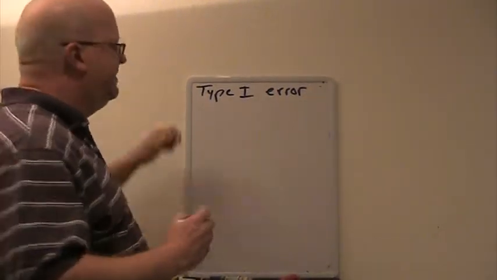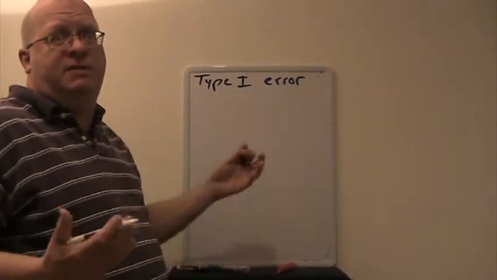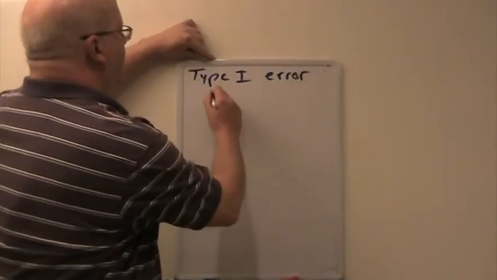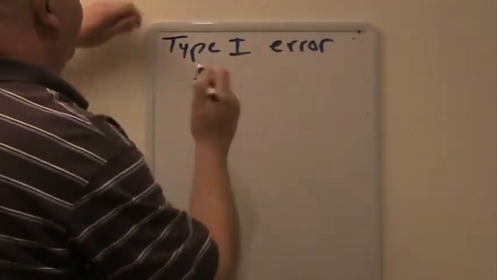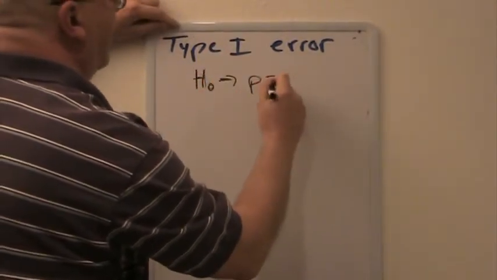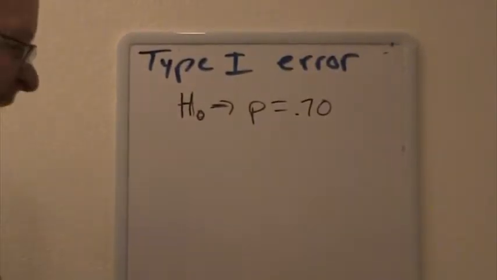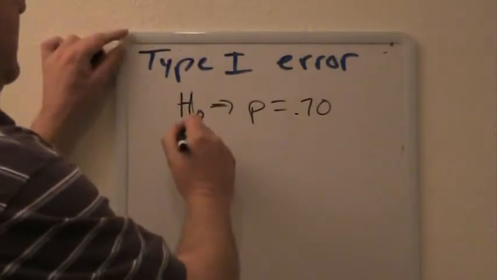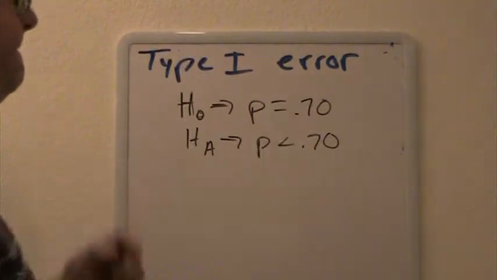We'll start with this. Let's say I run a pet store, and it's common knowledge nationwide that 70% of households have a dog. So I would say this. For the null hypothesis of H0, I would say that the proportion of houses that have a dog is 70%. Okay? Now, I think in my neighborhood or my area that that's not the case. I think it's less than that. So my alternative hypothesis would be that P is less than 0.70.